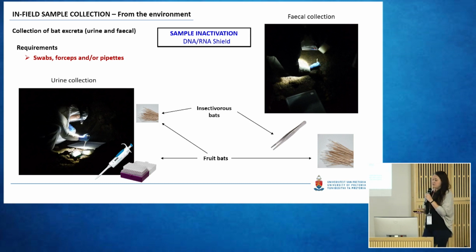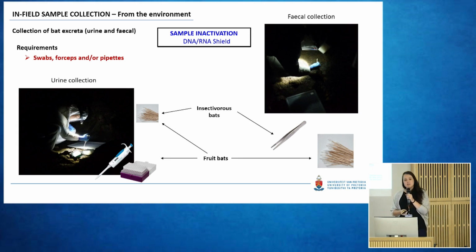In terms of fecal collection, you can actually distinguish between the fecal of a fruit bat compared to an insectivorous bat. The fruit bat's fecal matter is a bit more pulp-like, while you have pellets for the insectivorous bats. So to try and pick up fecal matter that is more pulp-like with a tweezer is not going to work as well. So we use swabs to collect those as well. But for the insectivorous bats, you can use either.